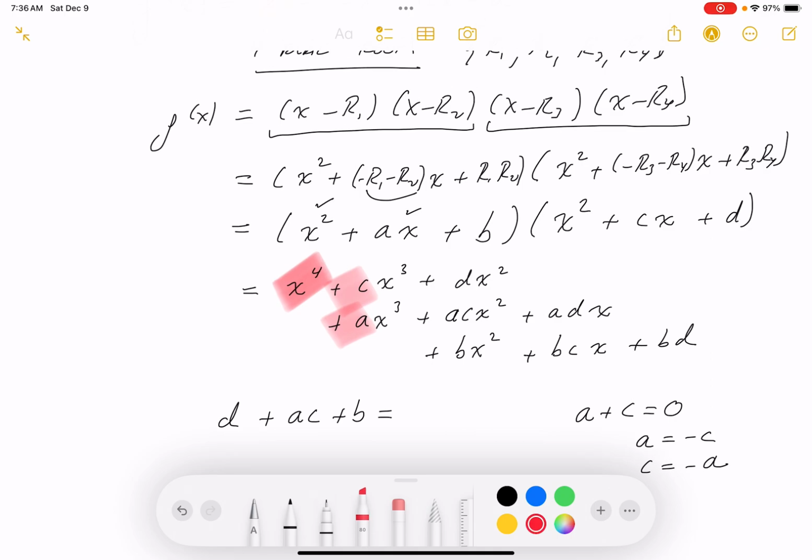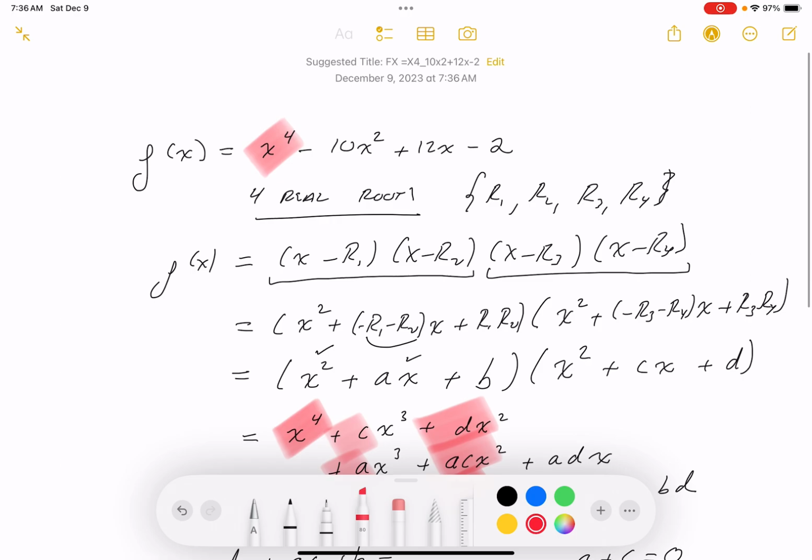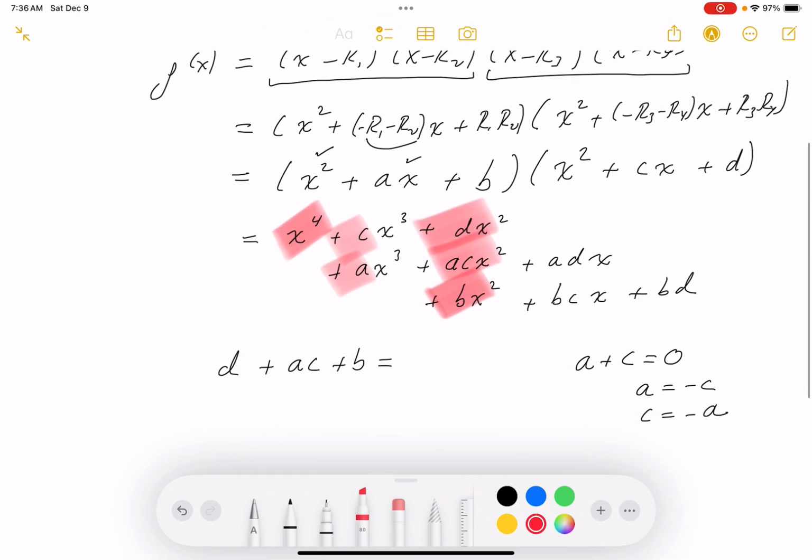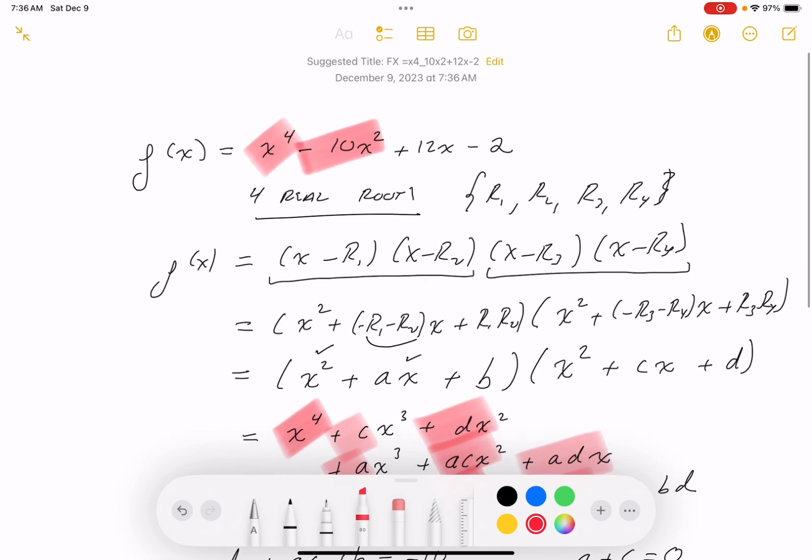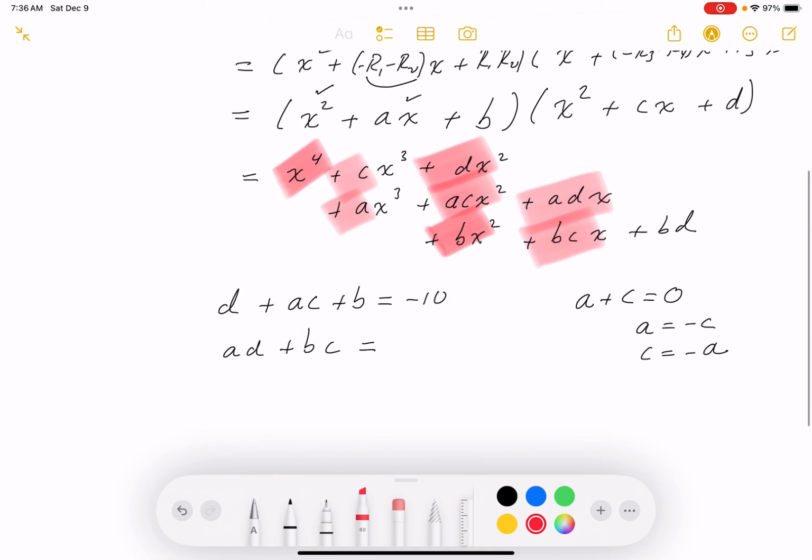Let's take a look at that. So we're summing the squares together, and the squares would sum together to be minus 10. Let's write that down. All right, let's do the next one. That's going to be AD plus BC, and again, I'm looking at the linear term and the coefficient on that, which would be plus 12. Let me write that down.